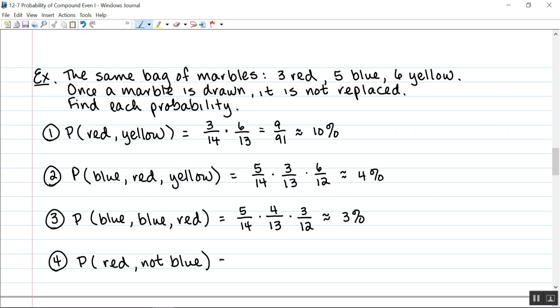My last example here, what's the probability of drawing a red and then not a blue? So there are 3 out of 14 red marbles. And then how many not blue marbles are there? Well, there's 5 blue, so there's a total of 3 plus 6 or 9 not blue, but I've already taken a red one out, which is not blue, so there's only 8 not blue marbles left in there. So 8 out of 13, and that comes out to about a 13% chance.